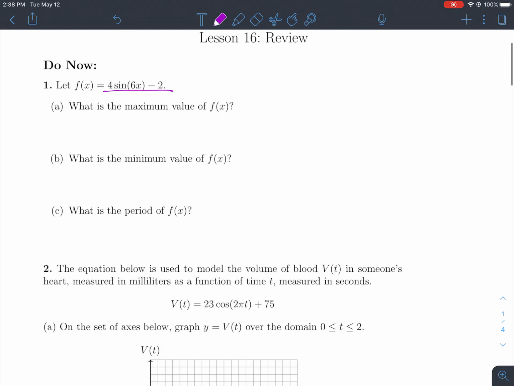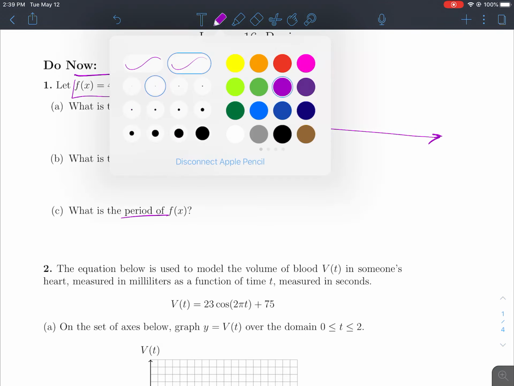Let f of x equal 4 sine 6x minus 2. Determine the maximum value, minimum value, and period of f of x. So at first, this question might be scary. This is a problem that we've never answered before regarding maximum and minimum values. But on second thought, we know how to graph sine cosine functions pretty well. So let's graph this guy and see if we can pick out the important details.